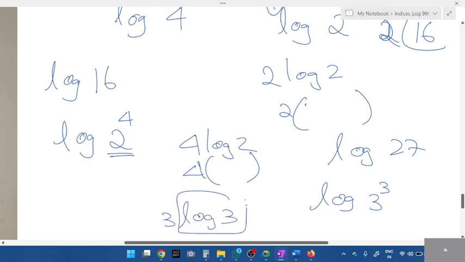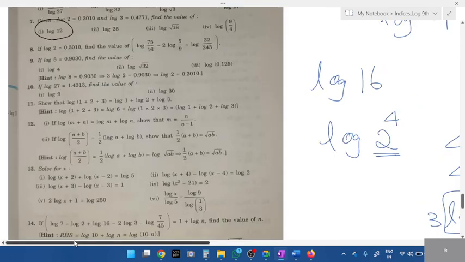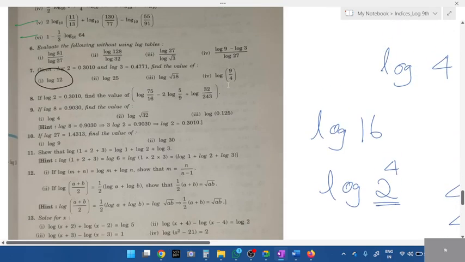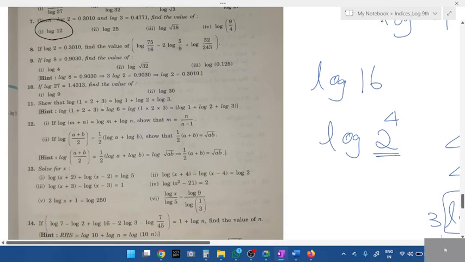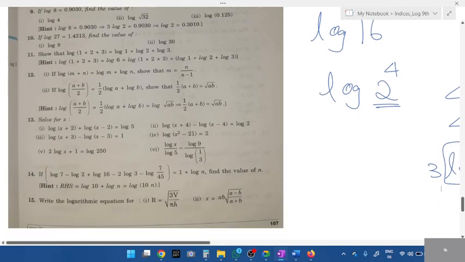We know we have only values for log 2 and log 3. Substitute, find the answer. In the same way, I need you to find the last one for homework. Log 9 by 4. Convert 9 and 4. Factorize. You'll have a power. Shift the power. Try to complete. We'll do it tomorrow. Mostly tomorrow I might complete this exercise.